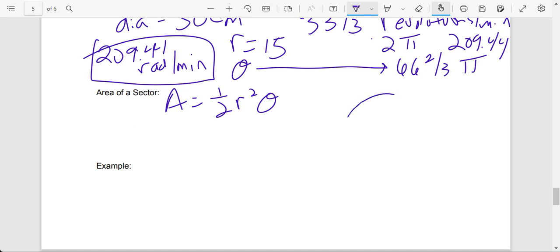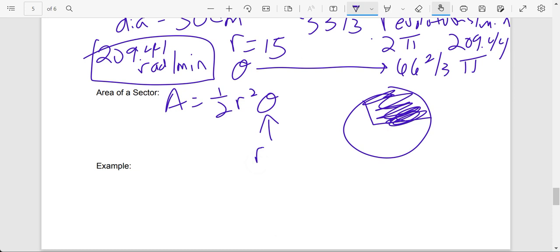Area of a sector, you might want to find areas. Let's say this is your angle right there. You want to find the area of what that is right there. Here's a formula: A equals 1/2 r squared theta. Of course, theta is measured in radians. Make sure you know that.